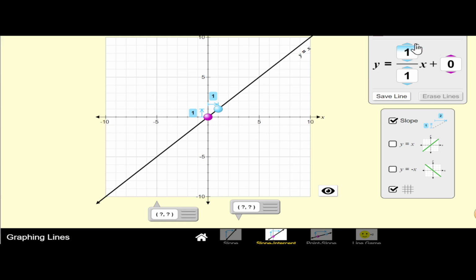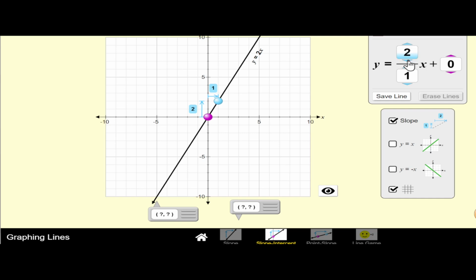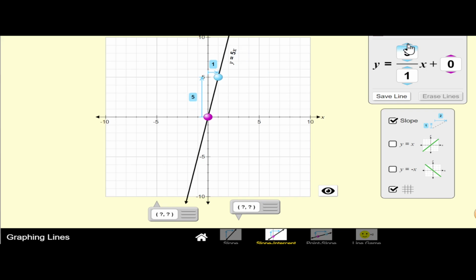Okay, watch what happens as we increase m. Now m is the gradient, so as m increases, I increase it to 2 over 1. Notice that means that for every 1 that it goes across, it goes up 2. It goes across 1, up 2, across 1, up 2, forever and ever. Alright, fair enough. So as we increase, it gets steeper and steeper. So the bigger the gradient, the steeper it is.